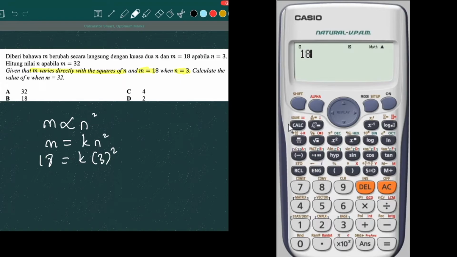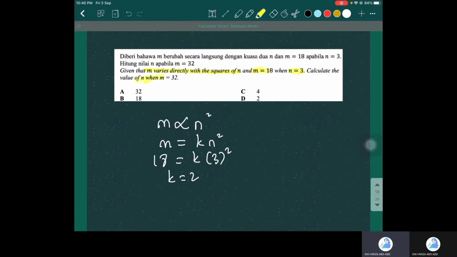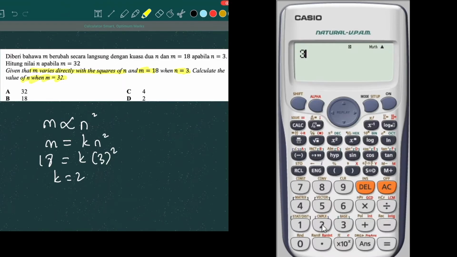18, alpha, equal, x. Okay, tempat k tu letak x. Bracket 3 square ataupun masukkan 9 pun boleh lah. Okay, so kita akan dapat berapa? Shift solve, solve for x, dapat 2. Okay, so k equals 2. Alright, so now dia nak apa? Value of n when m equals 32. Okay, dia nak value of n when m equals 32.